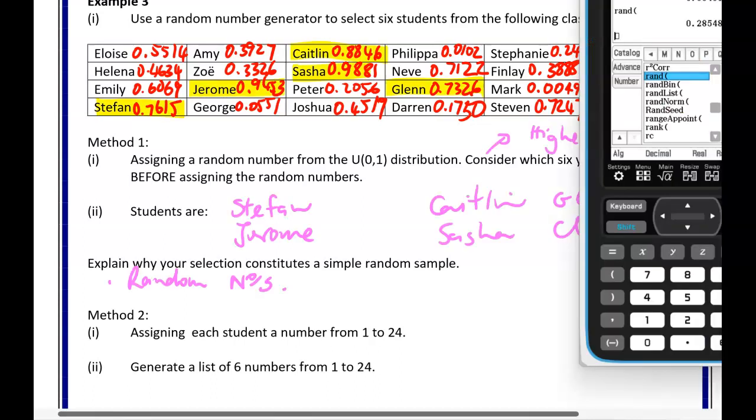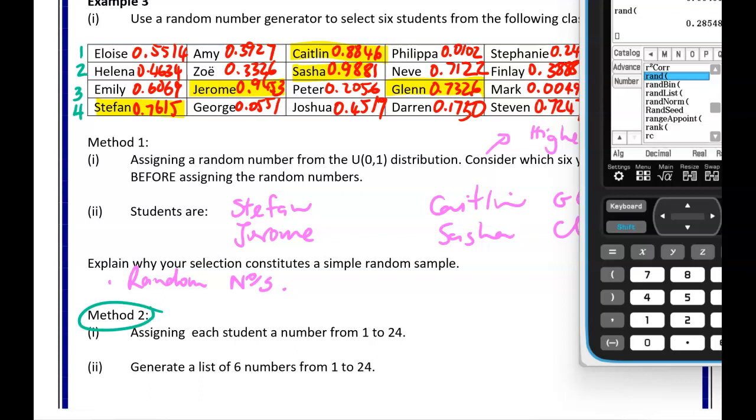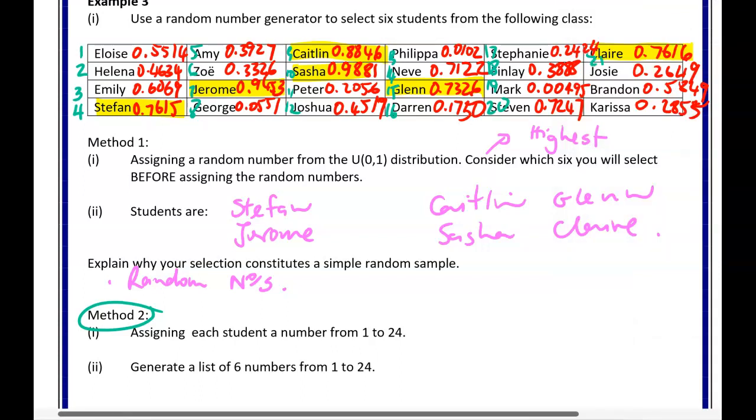So, last question. This time we might allocate each one a number. So this is method number 2, right? Each one a number: 4, 5, 6, 7, 8, 9, 10, 11, 12, etc. That seems easier. Yeah, easier. Definitely easier and quicker, obviously, because we can do a RAND list here. But what's the problem with this? Yeah, double up.